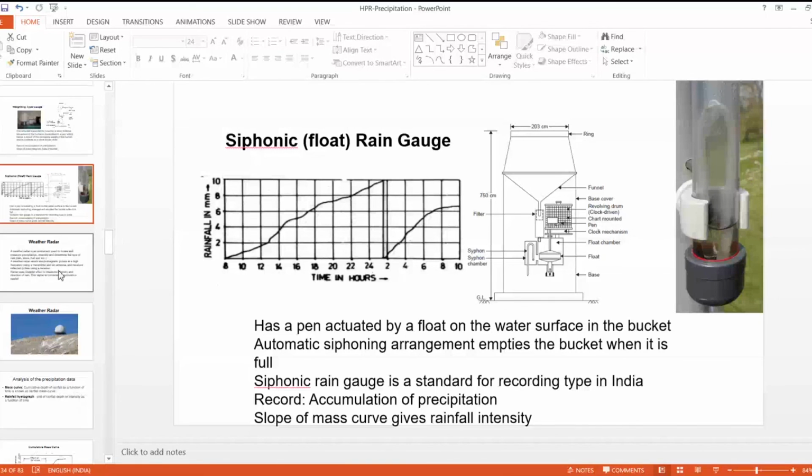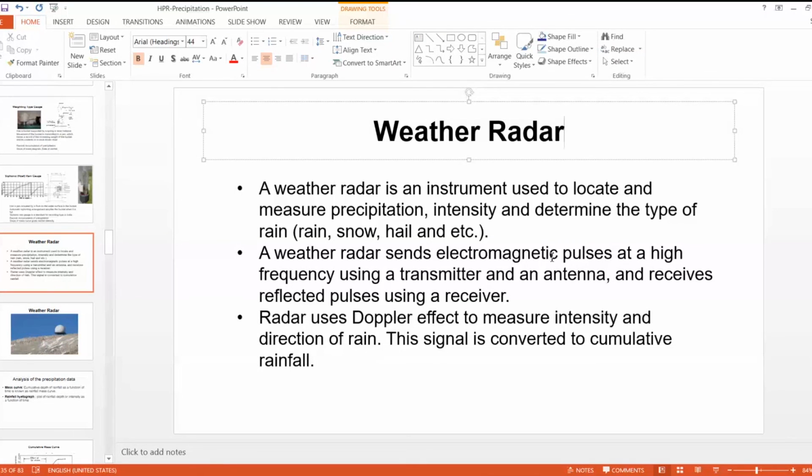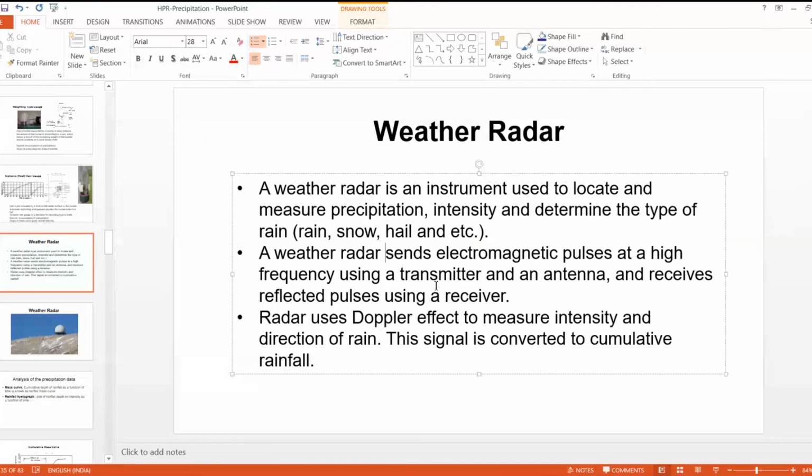Then there is weather radar, which sends electromagnetic pulses. These pulses hit the raindrops and are reflected back towards the radar. Then, using the Doppler effect, the radar estimates the intensity, direction, and amount of precipitation.